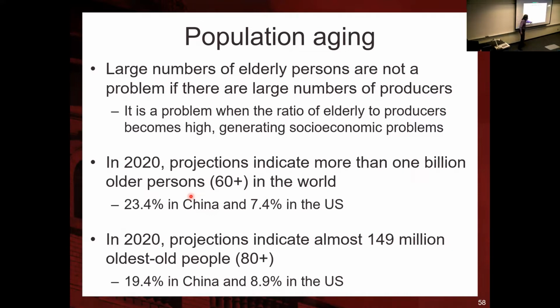And even if you talk about the oldest old people, those with at least 80 years of age, projections indicate we have around 150 million right now in the world, and 20% of them are living in China. One fifth of the world population of people with at least 80 years of age are living in China, and around 9% in the US. So these are huge numbers.